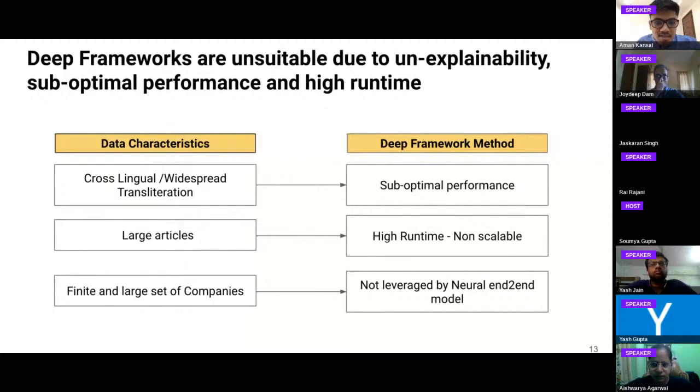Also, the articles at least were very large, and in a resource-constrained environment, it doesn't make sense to have such high runtime and memory usage if we use a deep learning approach. So if we were getting better metrics with a non-deep learning approach, then we followed that. And finally, it's important to note that the set of companies that we have to pick from is finite as well as very large. Such a large but finite set is not very well leveraged by any neural end-to-end model. So these are the 3 reasons why we refrained from using a deep learning model.